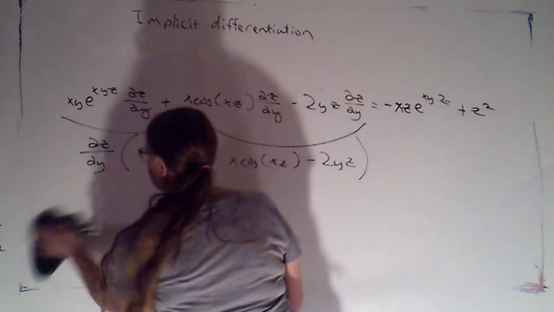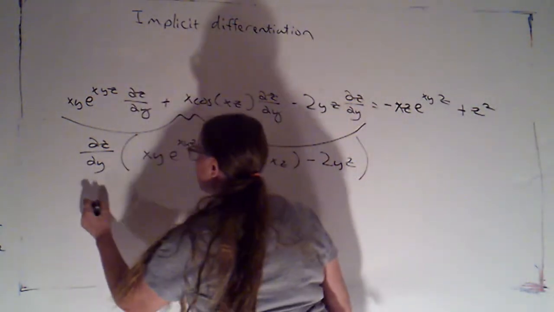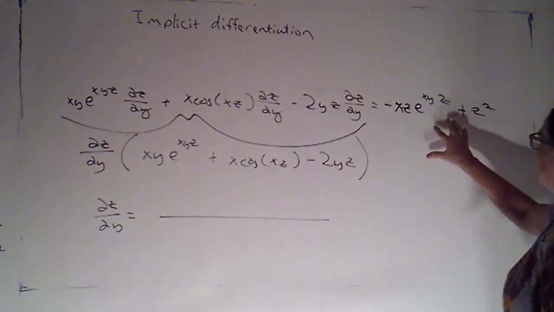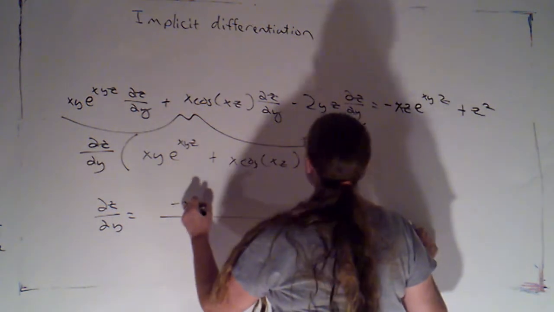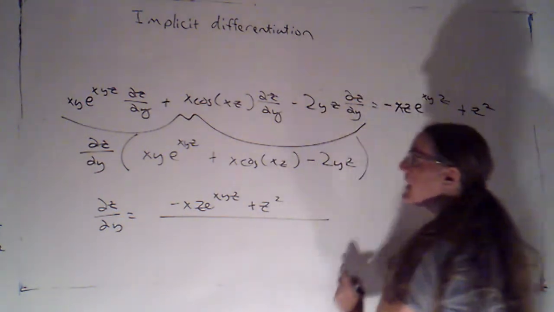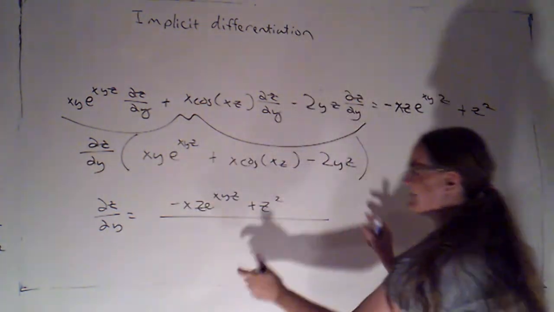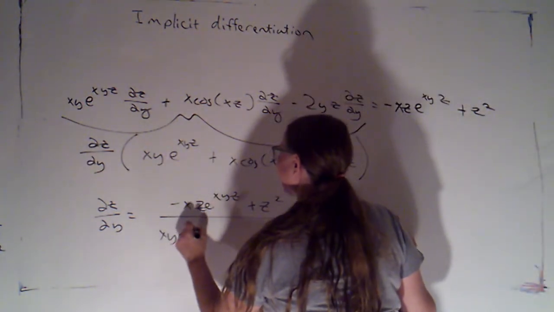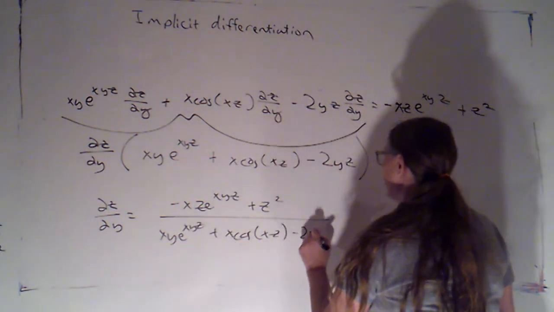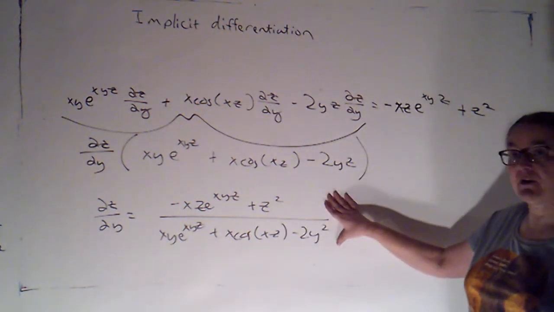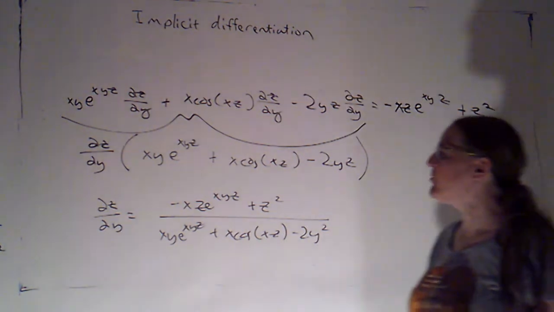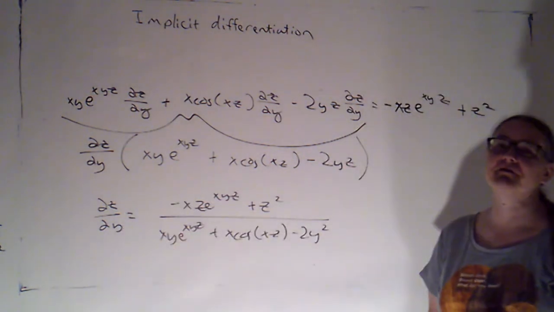So then if I wanted to solve, and I do, for the partial of z with respect to y, that's going to give me this lovely fraction. On top, I've got the negative xz e to the xyz plus z squared. And on bottom, I've got this mess. So xy e to the xyz plus x cosine of xz minus 2yz. Again, that's a formula when that's defined, and it won't be if the denominator is 0, but when that's defined, that's going to give me the partial of z with respect to y.